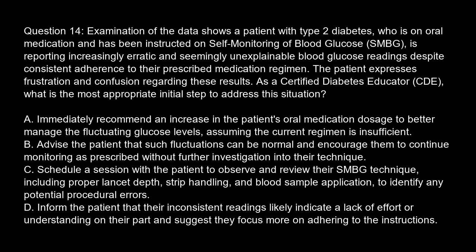Option A. Immediately recommend an increase in the patient's oral medication dosage to better manage the fluctuating glucose levels, assuming the current regimen is insufficient. Option B. Advise the patient that such fluctuations can be normal and encourage them to continue monitoring as prescribed without further investigation into their technique. Option C. Schedule a session with the patient to observe and review their SMBG technique, including proper lancet depth, strip handling, and blood sample application, to identify any potential procedural errors. Option D. Inform the patient that their inconsistent readings likely indicate a lack of effort or understanding on their part, and suggest they focus more on adhering to the instructions.